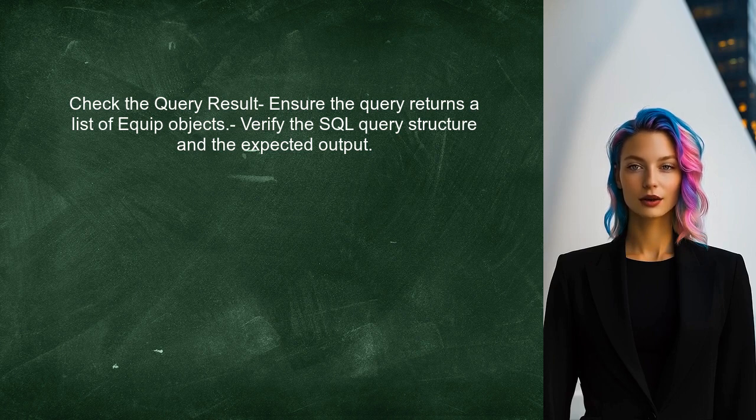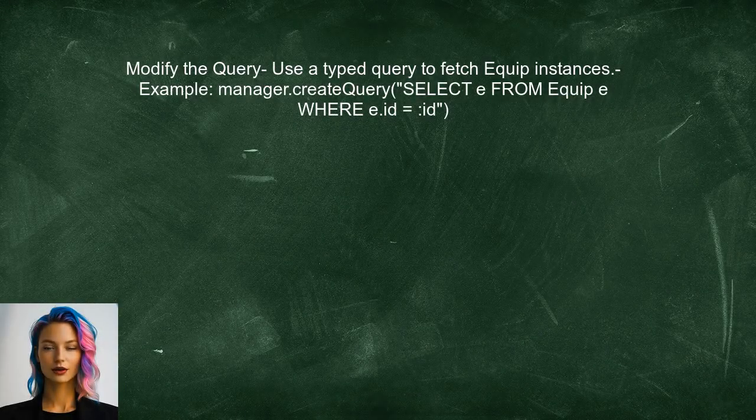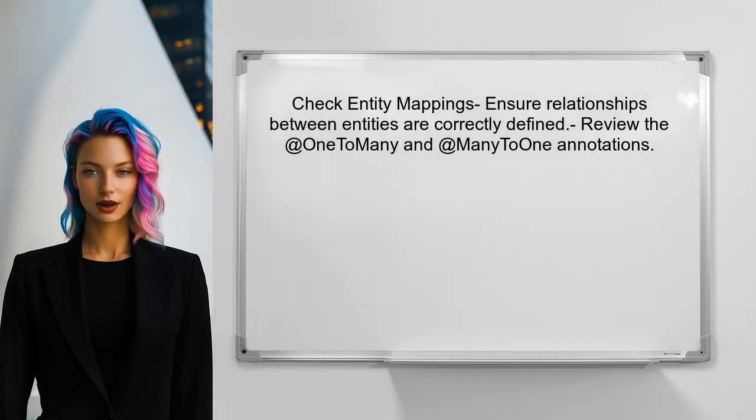The user needs to ensure that the query is correctly fetching the data as equip objects. The user should modify the query to return the correct type. Instead of using a native query that returns an array of objects, the user can use a typed query that directly fetches equip instances. Finally, the user should ensure that the mapping between the entities is correctly set up. This includes checking the relationships between equip, checklists, and responses checklists to ensure they are properly defined.